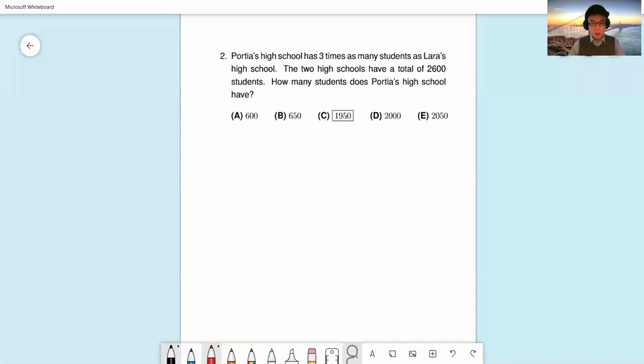Question 2. Portia's High School has 3 times as many students as Laura's High School, P, L. So in P High School, we have 3. The number of people is 3 to 1. So let's see, we have 3x here, 1x here. So now we have total students. Total students is 2,600. So the students in Portia's High School will be 2,600 times 3 over 4. That gives 1,950. So the answer here is C.